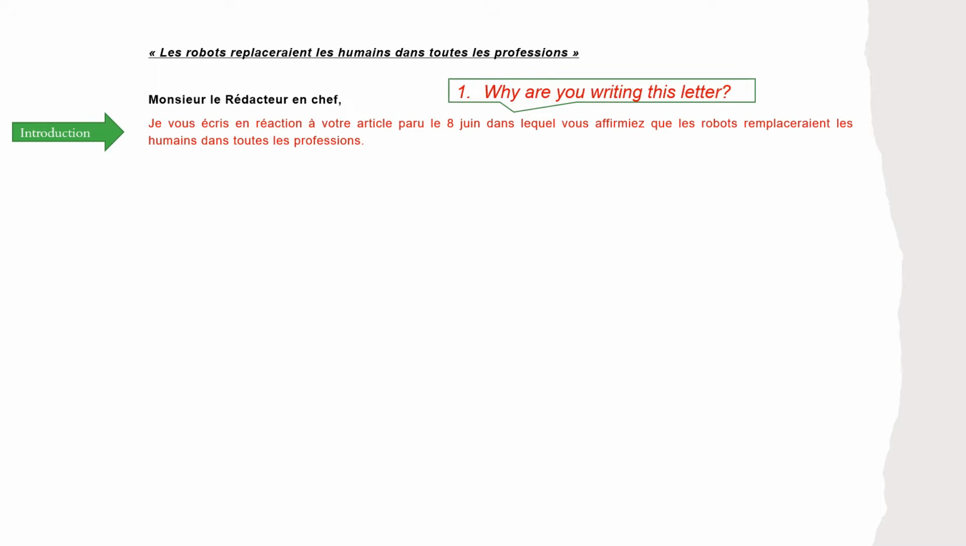So I'm saying, je vous écris en réaction à votre article paru le juin dans lequel vous affirmiez que les robots remplaceraient les humains dans toutes les professions. So very simple, you are just saying that I'm writing this letter to you in reaction to the article that I read on 8th of June, in which you have said that all the robots are going to replace people in all the professions. So this is why you're writing this letter. This line is generally very standard. You don't have to improvise it as such. You can use the same format.